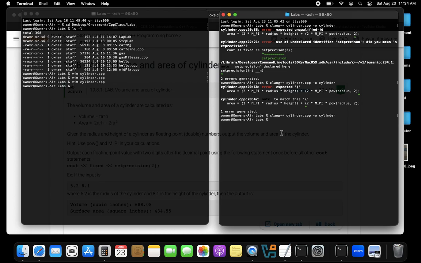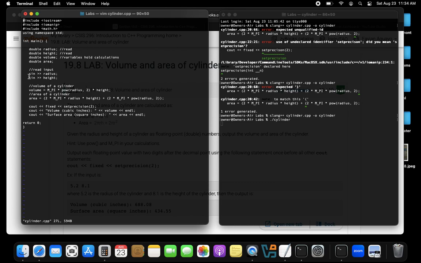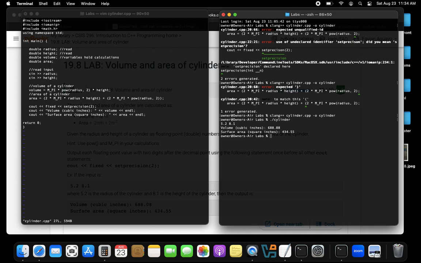Alright, now, let's run it. We'll call it cylinder. Okay, now blinking cursor. It's waiting for input. Right? So that's what these character ins are here. It's waiting for radius and waiting for height. And our input was 5.2 and 8.1. Boom. Well, there you go.